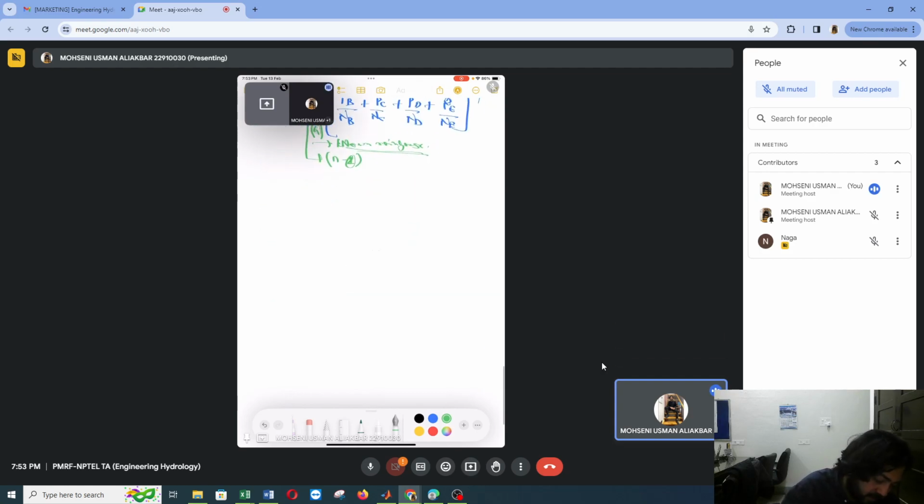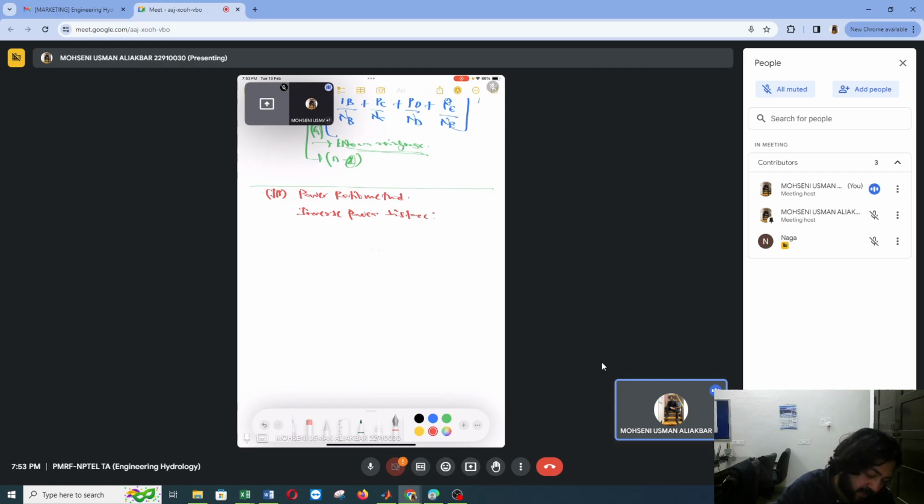Also, the next method, the third method, which is not there in the presentation but is important to know, is called the power ratio method or inverse power distance method. This method is mostly used by GIS tools, where they use an interpolation technique and calculate the value.